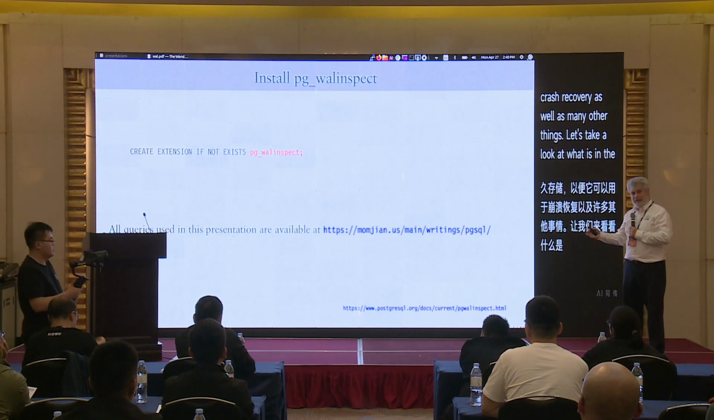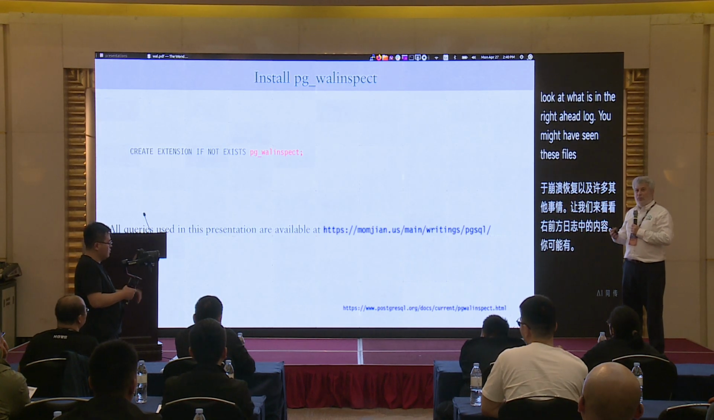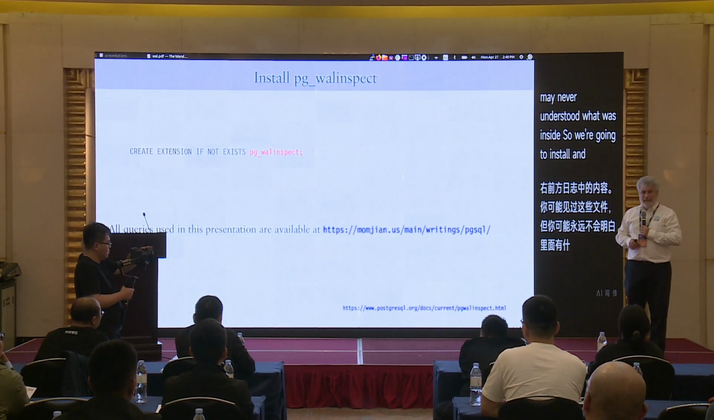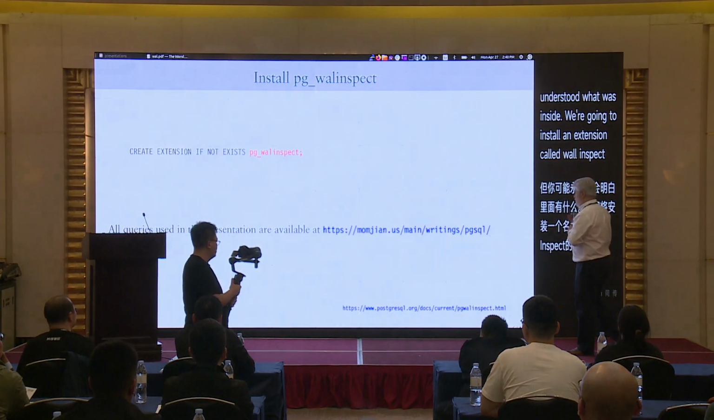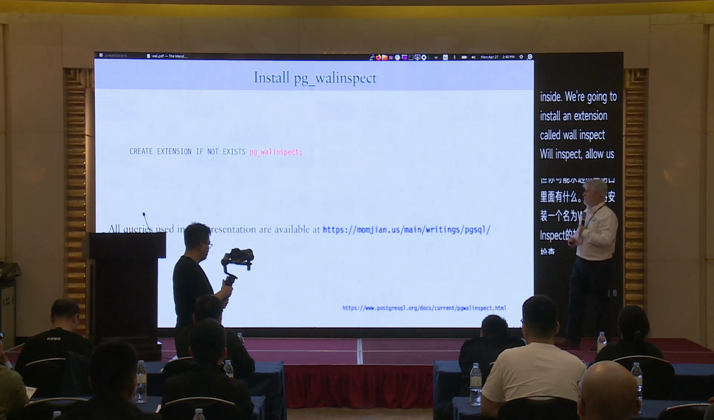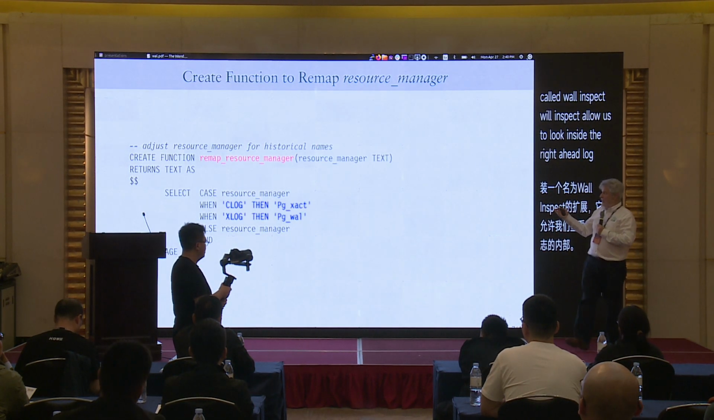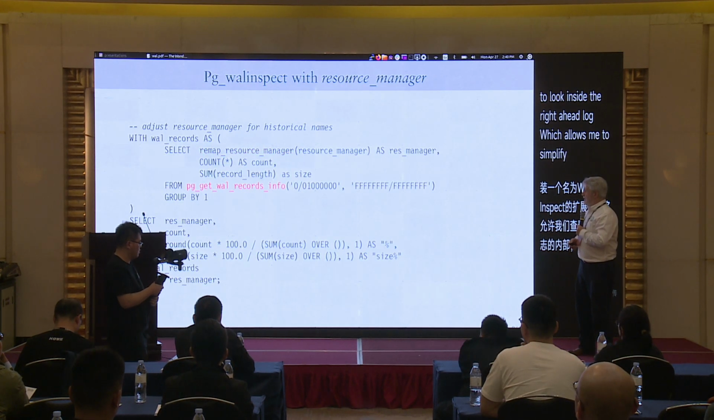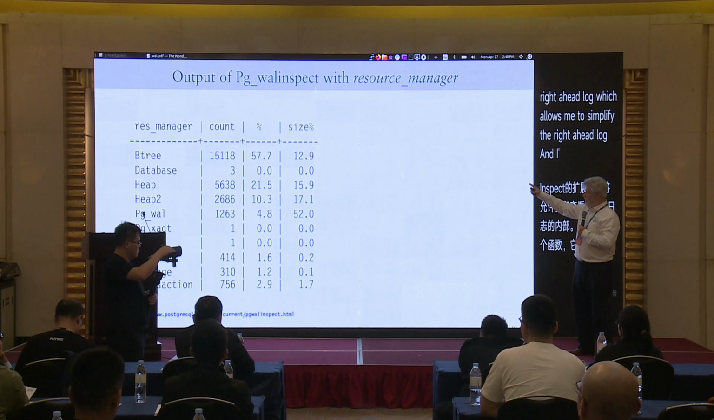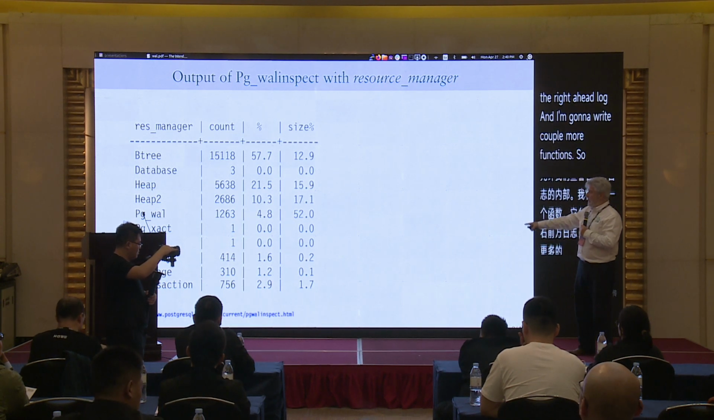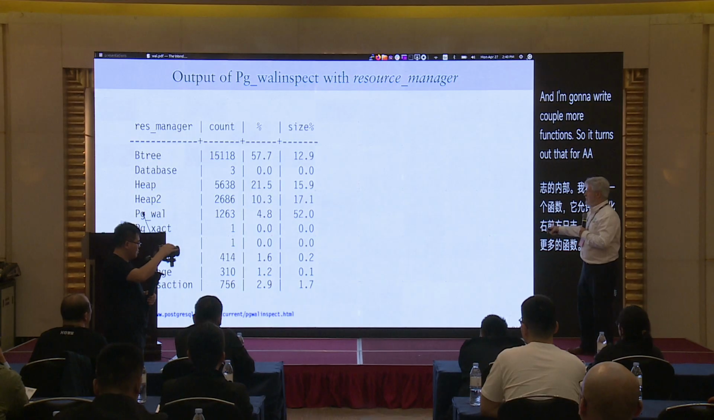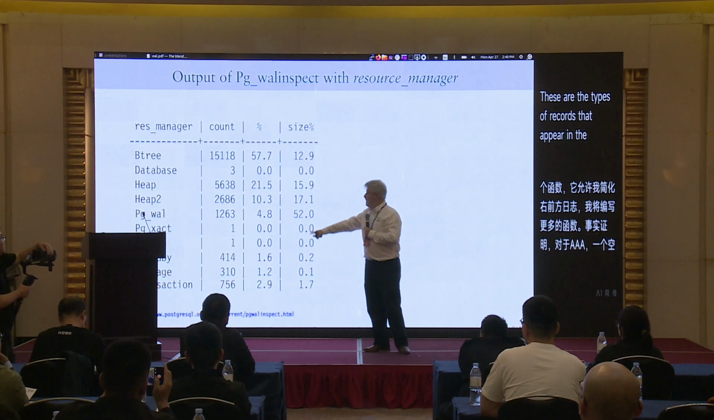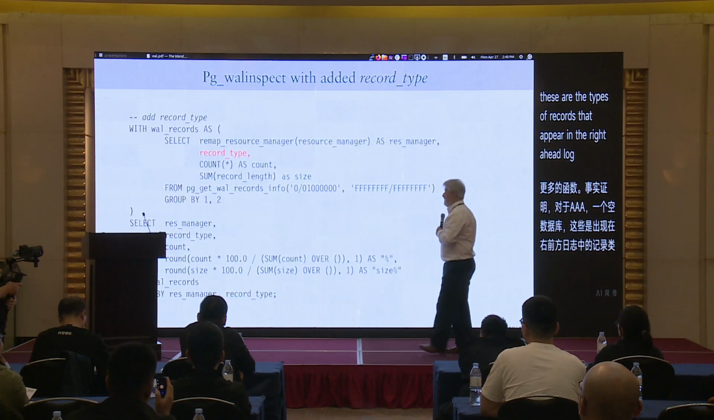You might have seen these files, but you may never have understood what was inside. So we're going to install an extension called WAL-Inspect. WAL-Inspect allows us to look inside the write-ahead log. And I'm going to create a function which allows me to simplify the write-ahead log, and I'm going to write a couple more functions. So it turns out that for an empty database, these are the types of records that appear in the write-ahead log. Okay? I'll talk about that in detail in a minute.